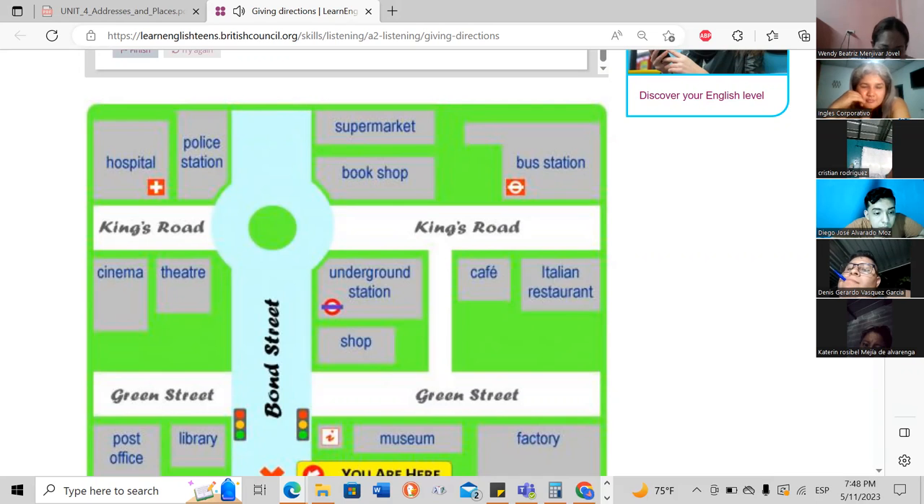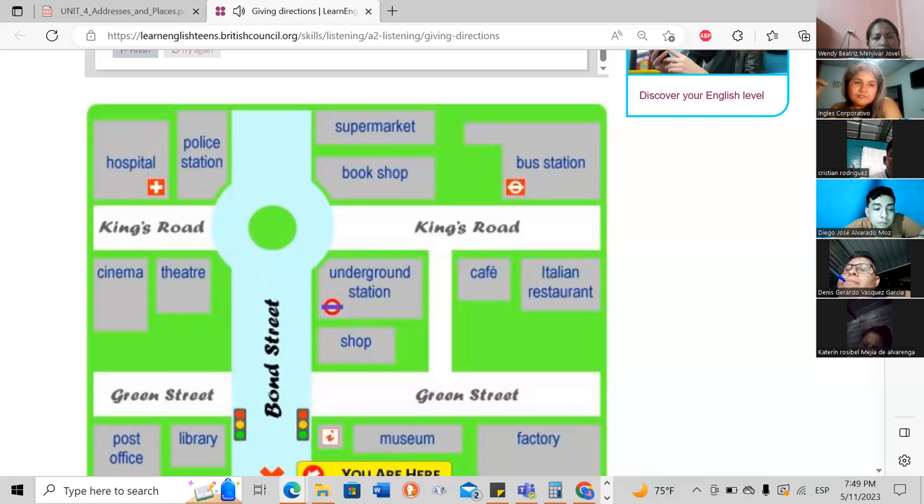C. Go straight on. Go past the traffic lights and go straight on until you get to the roundabout. At the roundabout, turn left. Go past the theatre. It's the building next to the theatre, opposite the hospital.